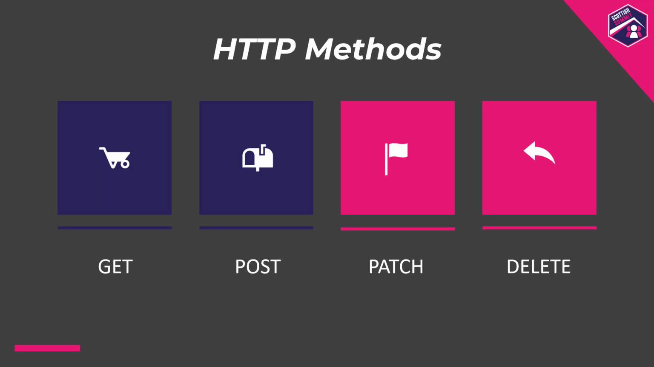PATCH starts to get a little tricky because this is where I'm updating an existing item. So this is something that is already out there. I already have the ID of it, and I'd like to make a change to one of the fields or one or more of the fields that are part of that specific item. There are some gotchas when working with PATCH, but we will definitely look over those.